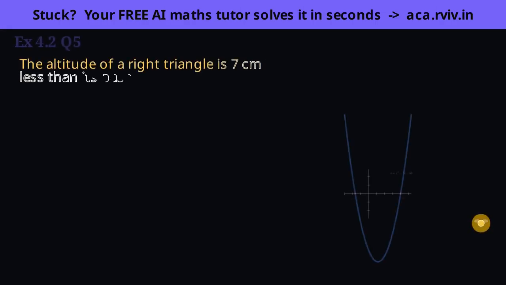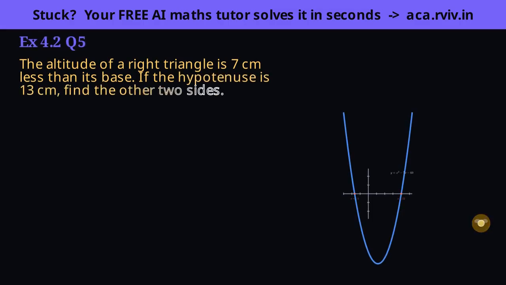Pythagoras turns the sides into one quadratic. A right triangle problem, so Pythagoras will be our bridge into algebra. Let the base be x. The altitude is 7 less than the base, so it's x minus 7. Naming the base as x lets one letter describe both legs.